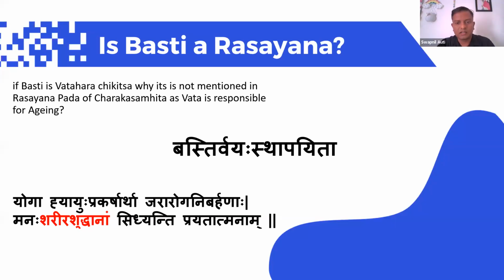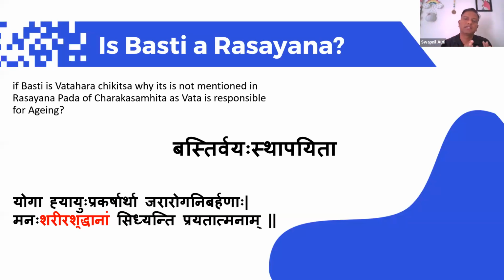Because see, in Charak Samhita, Rasayana Pad is mentioned, but nowhere is it written, in Rasayana Pad especially, that Basti therapy is a Rasayana therapy. But Basti is a Vata Chikitsa, so why should it not be included as a Rasayana? Because Vata is responsible for aging, no? So if Vata is responsible for aging, Basti has to be Rasayana. In the Phalashruti of Basti it is clearly mentioned, Bastir Vayaha Sthapayita. Asthapan is the word used for Basti, that means Ayushaha Sthapanam. That means Basti is anti-aging.